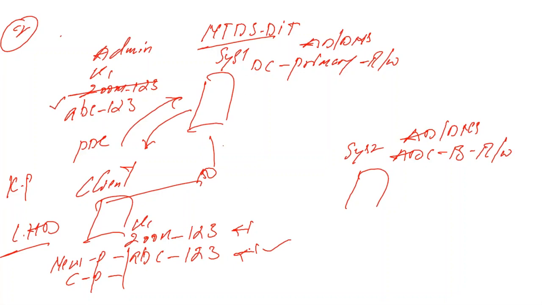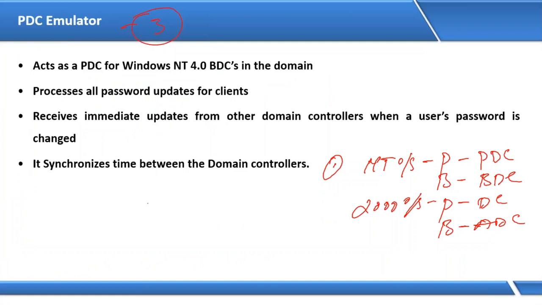So that's why you can see in the slide, the second line is written: all password updates from the client are received immediately, updated from the other domain controller when the user password is changed. Okay, this is the second job.